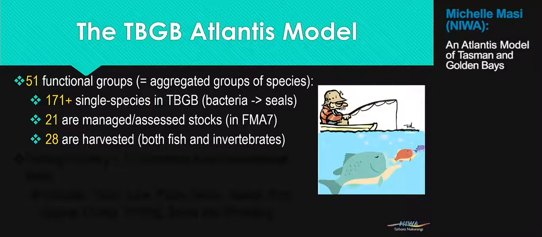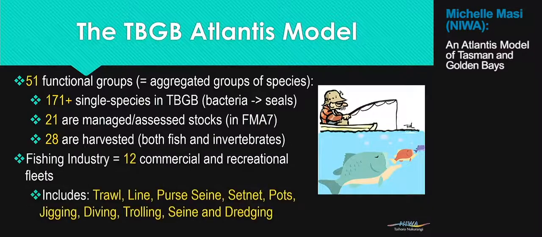21 of the 51 groups are managed or assessed stocks, and these are modeled as single species groups. And then 28 of them are harvested, including both fish and invertebrates. The fishing industry is accounted for through the inclusion of 12 commercial and recreational fishing fleets. This includes trawl, line, purse seine, set net, pots, jigging, diving, trolling, seine, and dredging.